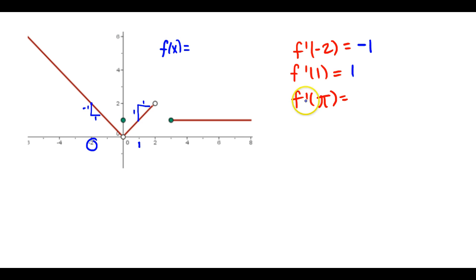And then in the last example, f prime of pi. So if this is 3, pi is just a little bit more than that. And if I go up to the function, I have a constant function, which has a slope of 0, so my derivative is 0.